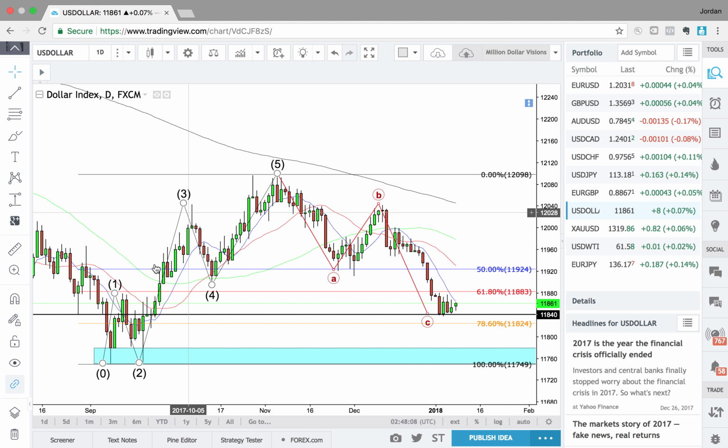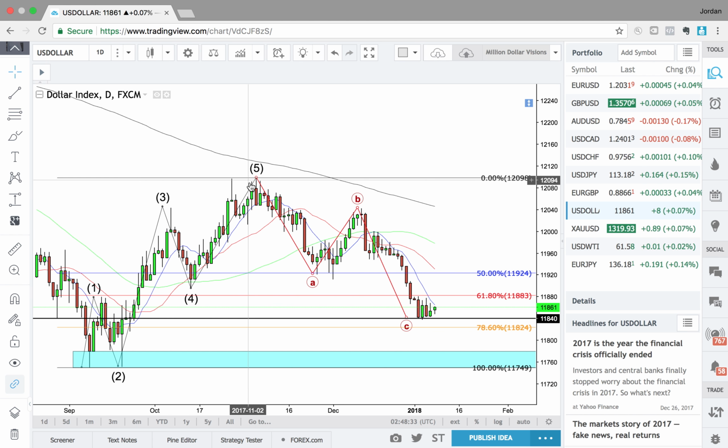So three exceeds one. We have a fourth wave pullback. This fourth wave pullback does not close beneath or even terminate beneath where my one wave ended. And then we got a nice fifth wave. We went up to complete that impulsive move up.